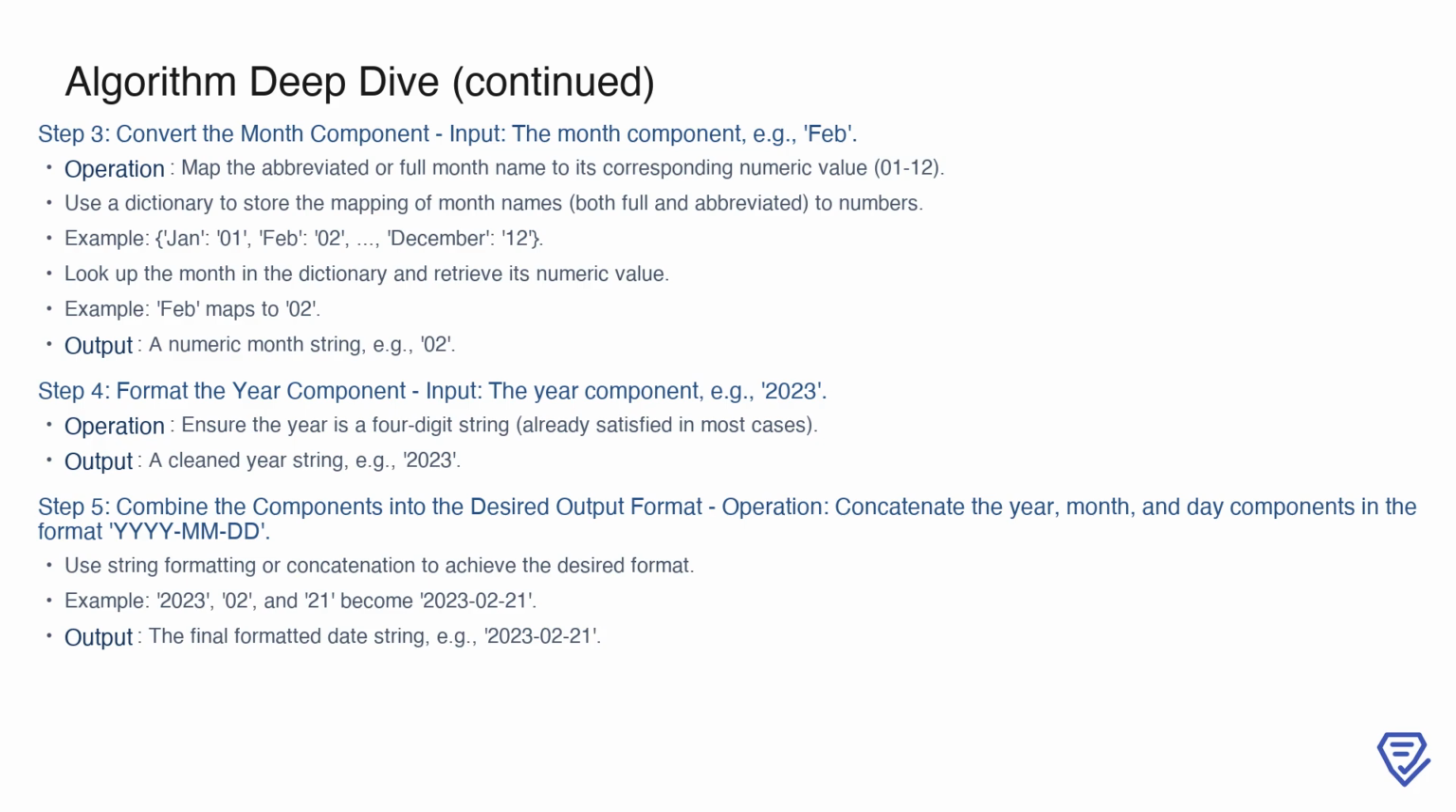For the year component, no additional processing is usually needed, as it's already in the correct 4-digit format. Finally, we combine the clean day, numeric month, and year components into the desired YYYYMMDD format. This can be done using string formatting or concatenation. For example, combining 2023, 02, and 21 results in the final output 20230221.